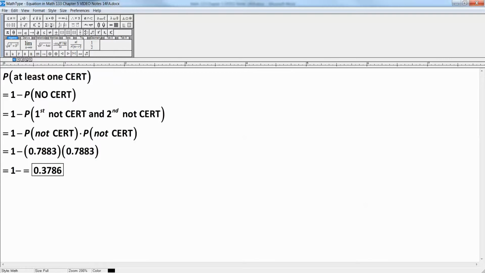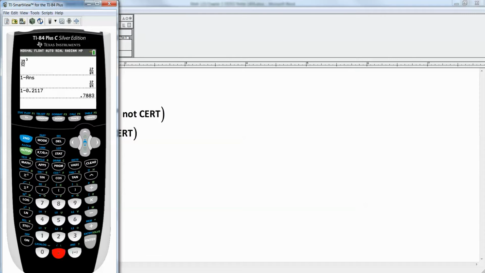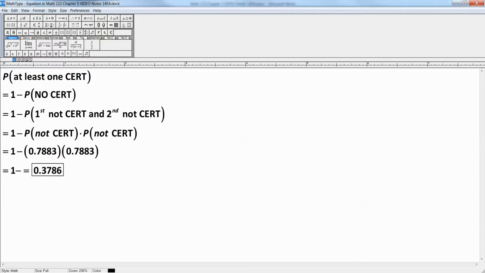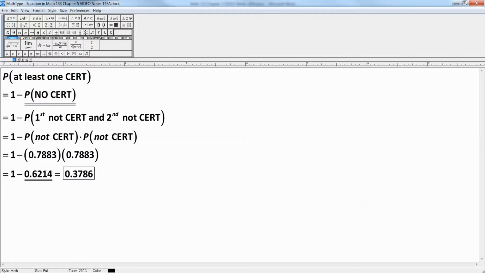Just for fun, I want to know, what is 0.7883 squared. So that's 0.6214. So it's 1 minus 0.6214. That is the probability that nobody gets a certificate right there. That probability and this probability that I'm talking about right up here, they are the same thing, right? And then I take it away from 1, and I'll have my answer, which is 0.3786.